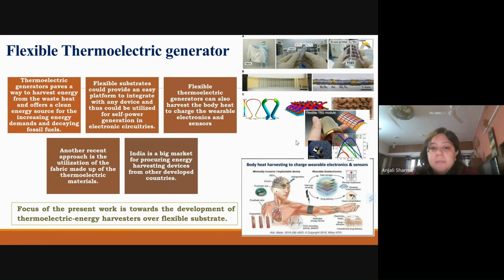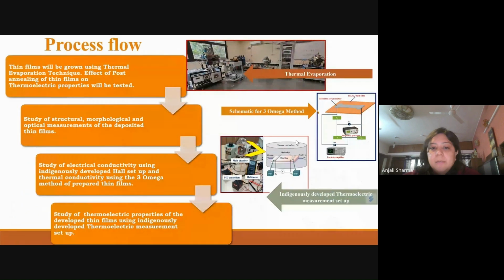with any device, and thus could be utilized for self-power generation in electronic circuitries. And flexible thermoelectric generators can also harvest body heat to charge wearable electronics and sensors. Another recent approach is the utilization of fabric made up of thermoelectric materials. And in India, there is a big market of procuring energy harvesting devices from other developed countries. So, thus, the focus of the present work is towards the development of thermoelectric energy harvesters on flexible substrates as well.